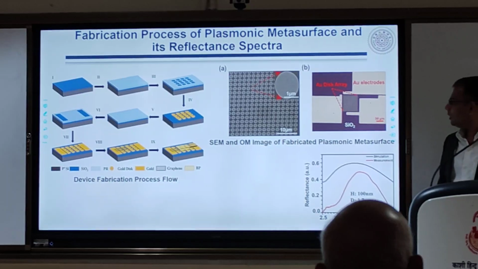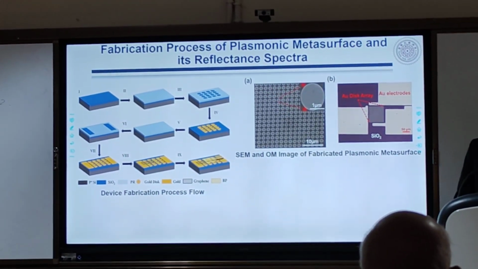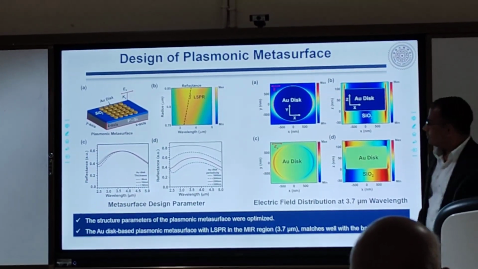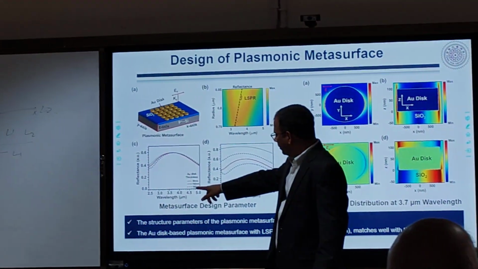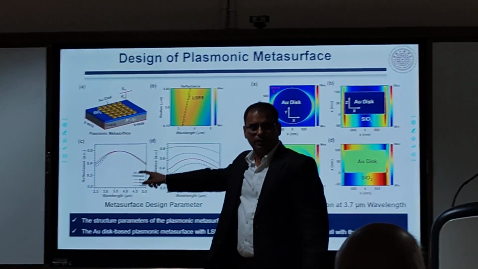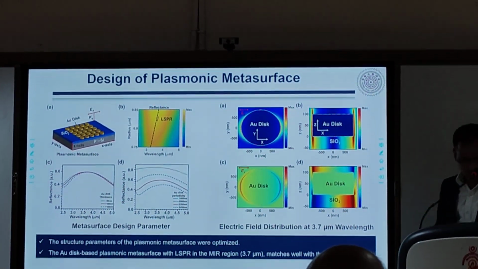What is the thickness of the gold? It was 100 nanometers. I think I have shown here. So gold thickness, you can see here like 150 and 150. So the highest is coming for the 100 nanometer. Okay. So 100 nanometer thickness.